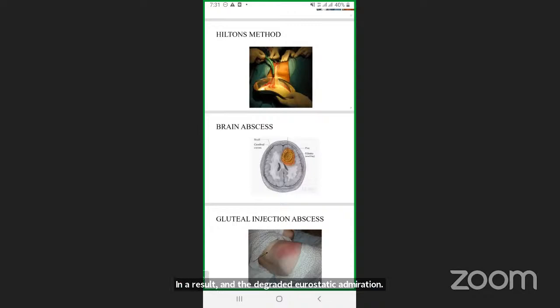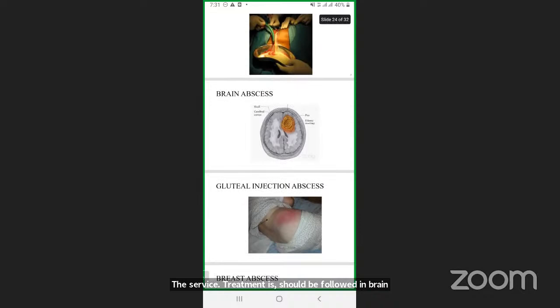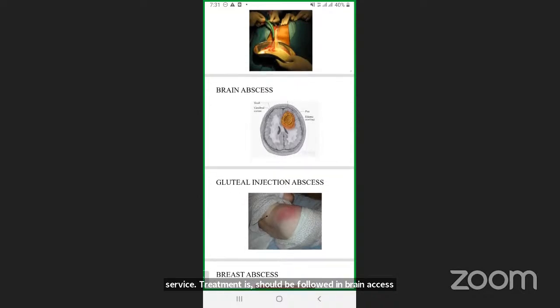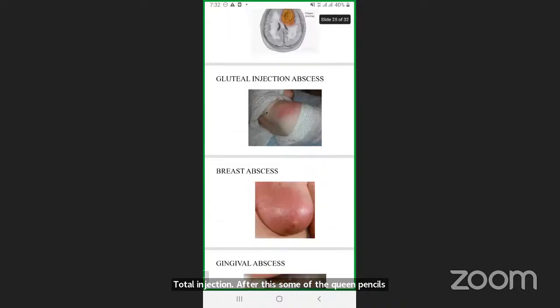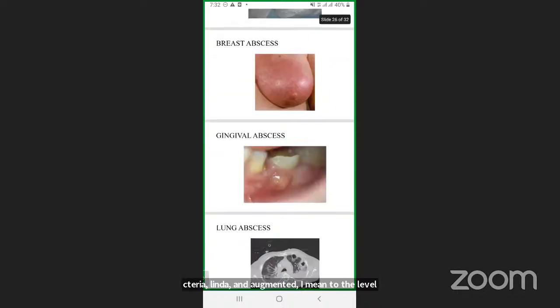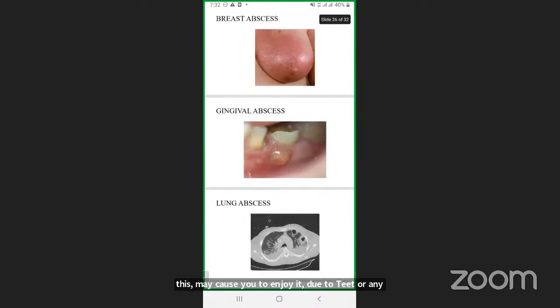Coming to the gluteal injection abscess, which is due to lack of hygiene while giving injection, the main choice of antibiotics in case of gluteal injection abscess is amoxicillin, penicillin, and promethazine injection. Coming to the breast abscess, mainly seen in breastfeeding women and caused due to staphylococcus bacterial infection, the drugs of choice in breast abscess are clindamycin, doxycycline, and augmentin. Coming to the gingival abscess, mainly caused due to injury from teeth or any foreign body, the main choice of antibiotics is penicillin and amoxicillin.